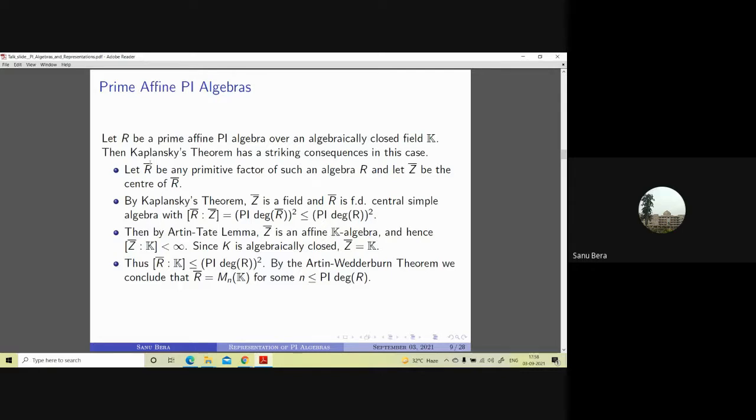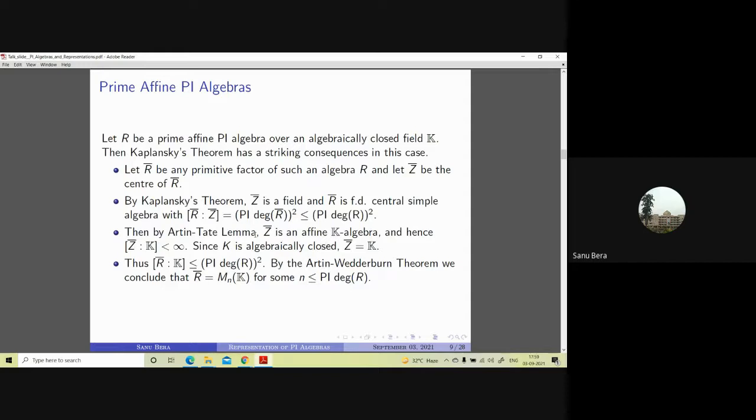Of course, it is finite dimensional, and the dimension of R bar over Z bar is the square of the PI degree of R bar, because we have defined for a central simple algebra the PI degree as the square root of that dimension. And the PI degree of R bar is less than or equal to the PI degree of R, so we have that relation. Then by Artin-Tate lemma we can say that Z bar is a K affine algebra, because Z bar is central and R bar is a finite dimensional algebra over Z bar.